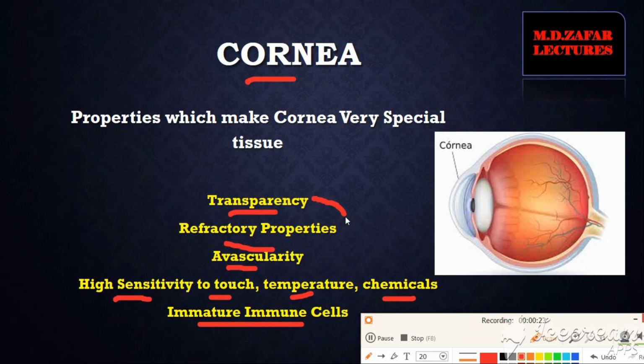Now this transparency and avascularity are related because light has to pass through this cornea, and if it has a certain amount of blood vessels or anything on it, this transparency will not be possible. So nature has not placed any blood vessels within the structure of cornea to provide the complete transparency through it.